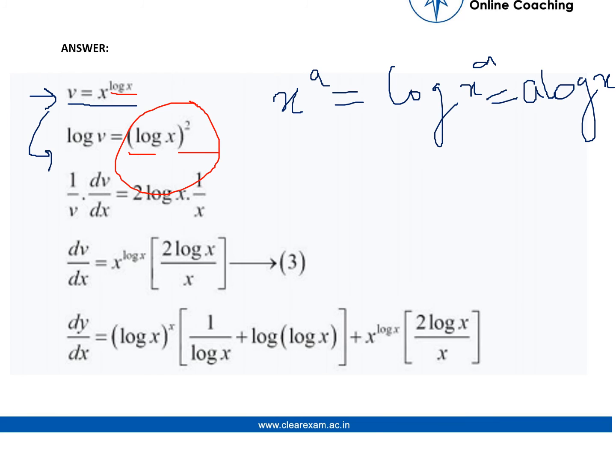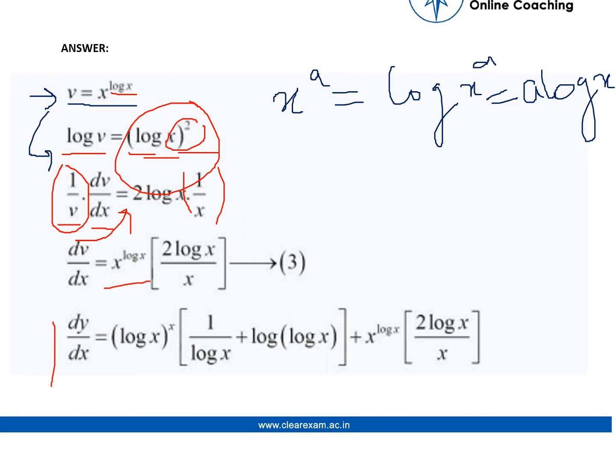Now we're just differentiating with respect to x. The differentiation of log v, we get 1 by v, and then dv by dx, and for this one the power comes in front, then we have a log x, and then for log x we get 1 by x. Then we just take this 1 by v to the other side, and we know that its value is x^(log x).